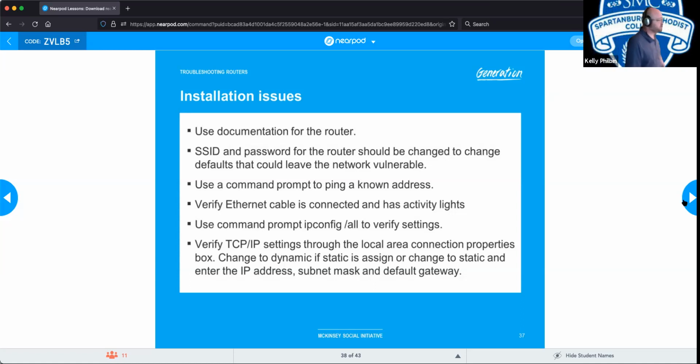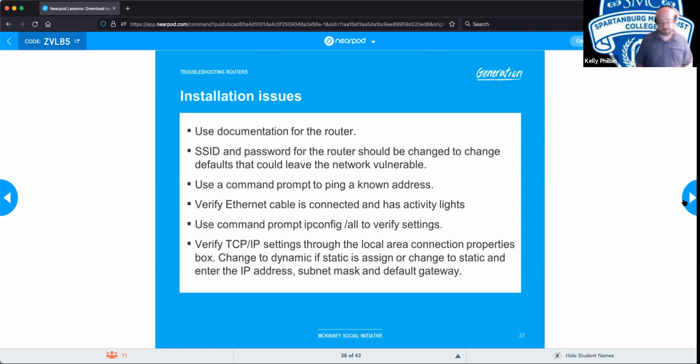Also, use your command prompt to ping a known address if you're not able to get out to the internet. The easiest one for people to remember tends to be Google's DNS server, which is 8.8.8.8. Ping that address. If you can get out there on the IP and it comes back, great. If you ping the actual web address, www.google.com, and it goes out and does not come back, you probably have a problem with your DNS server. You might have put the DNS IP address incorrectly in your system when you were installing it. So you may need to double check, make sure the correct DNS address is in there.